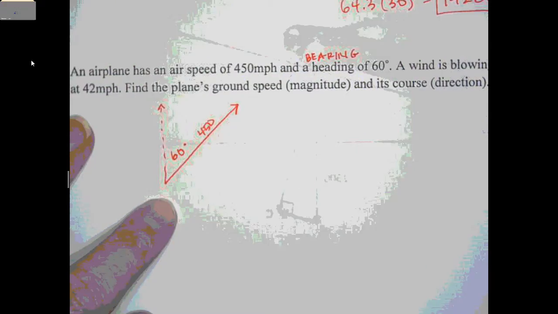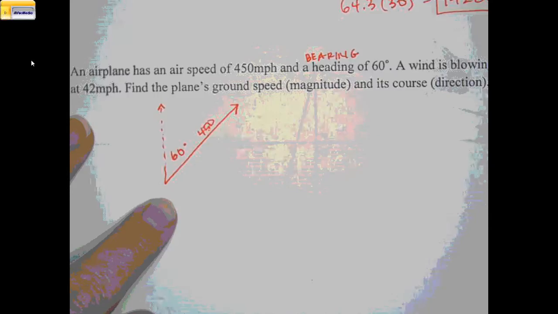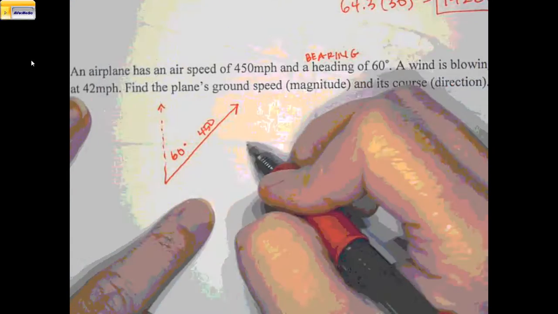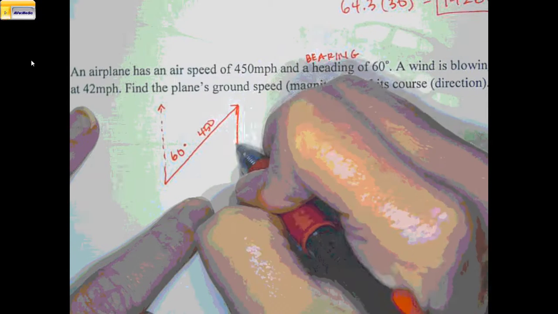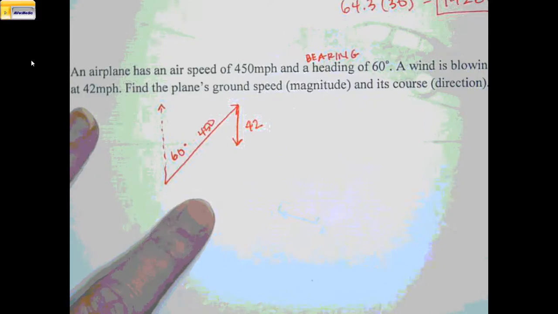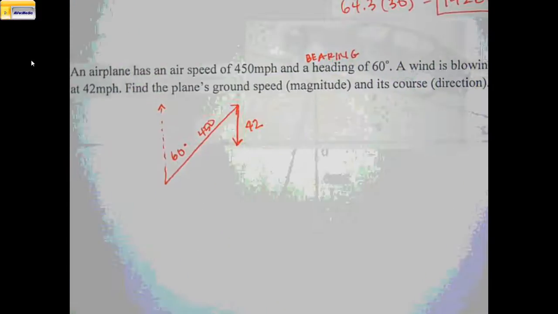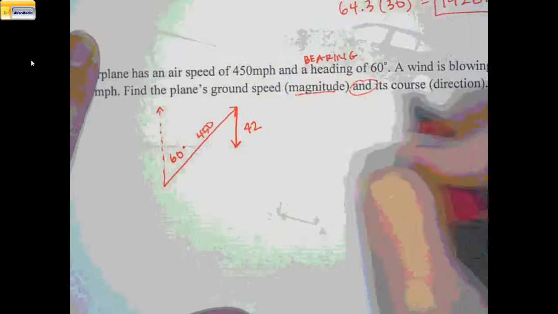A wind is blowing from the north. So which way is that arrow going to go? Down from the north. Good, and it's blowing south at 42 miles an hour. Find the plane's ground speed and its course or direction. So we're looking for magnitude and direction.